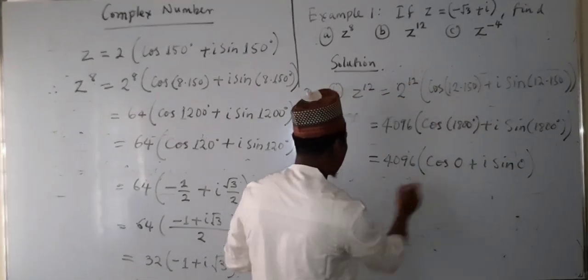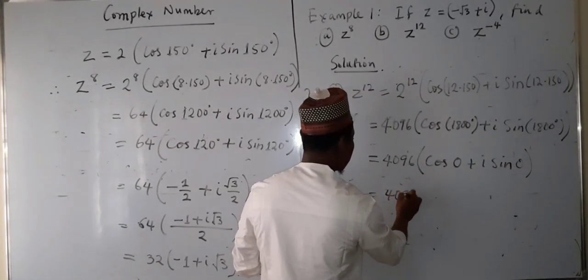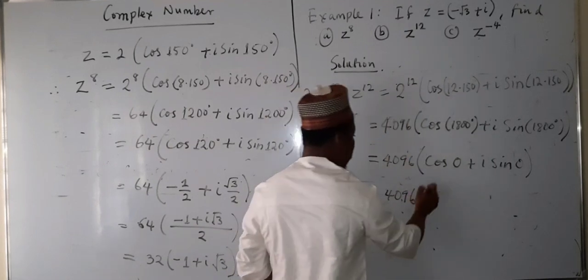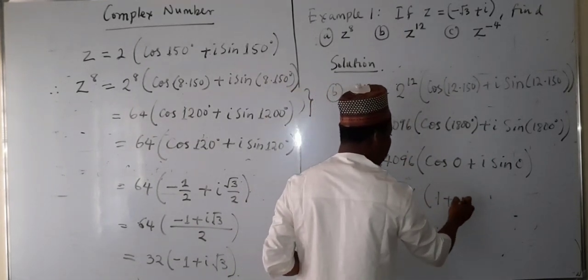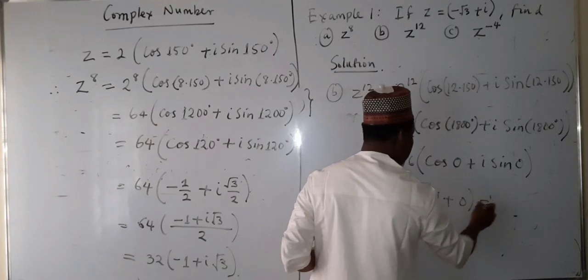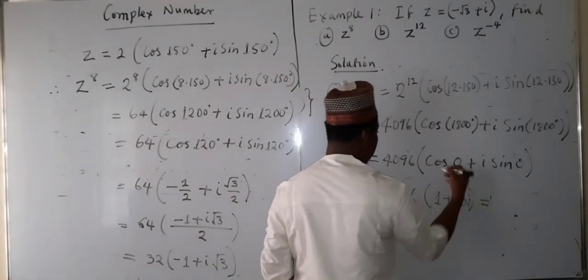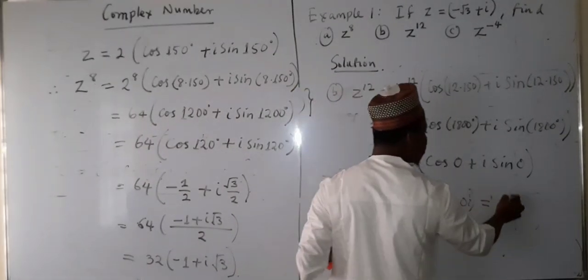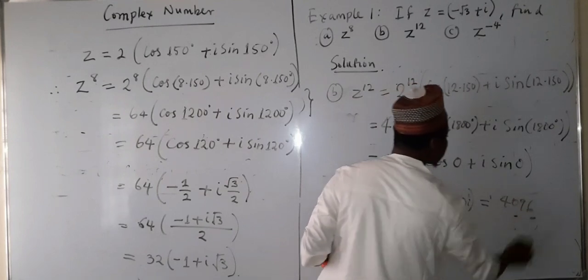So what we have now is 4,096 times 1 plus i times 0. So we have 4,096. This is your final answer.